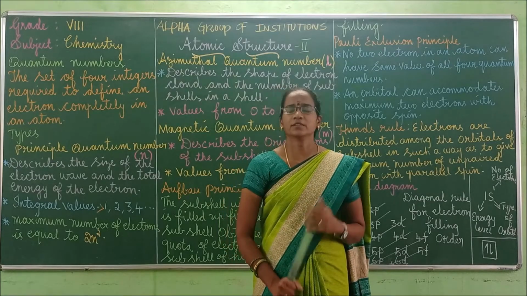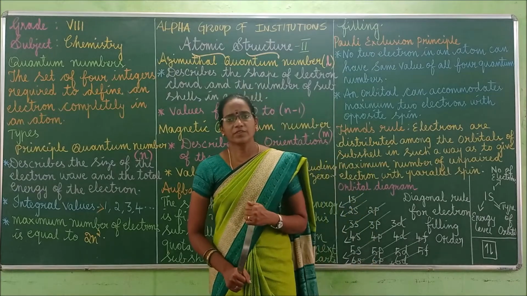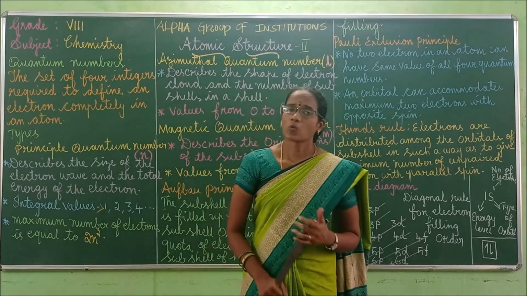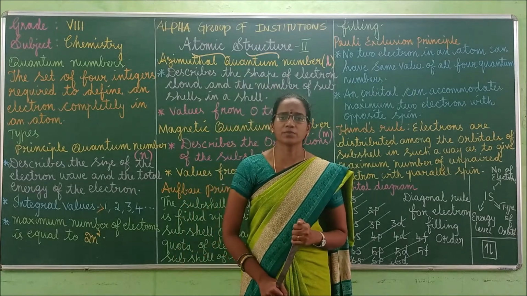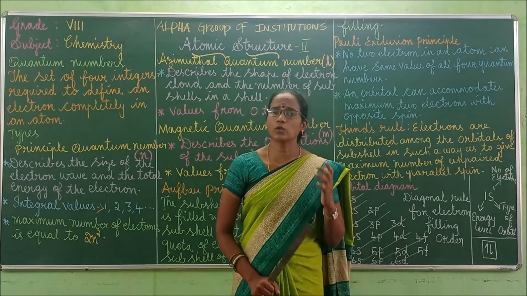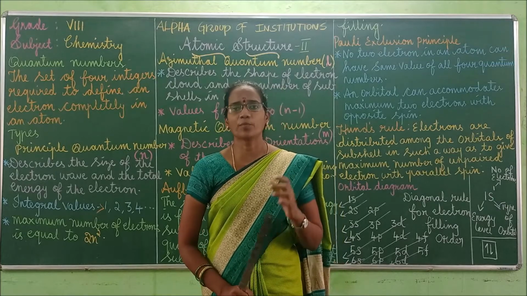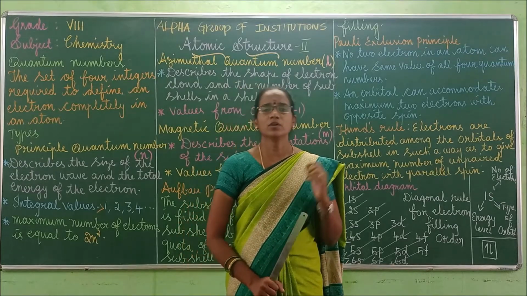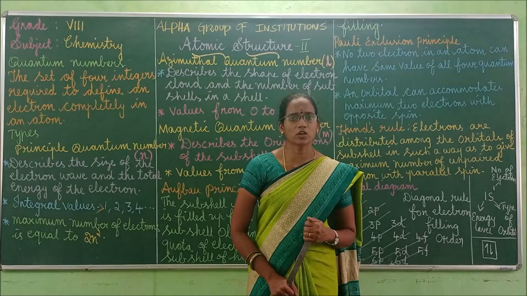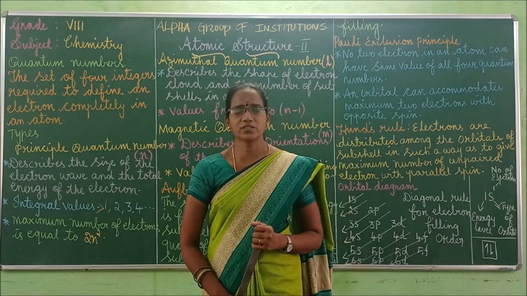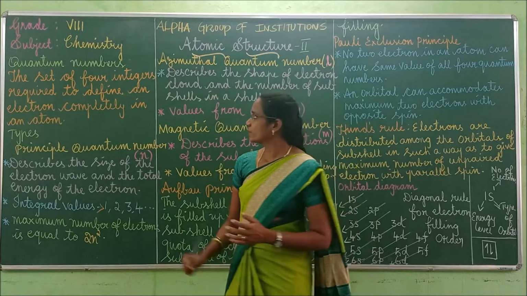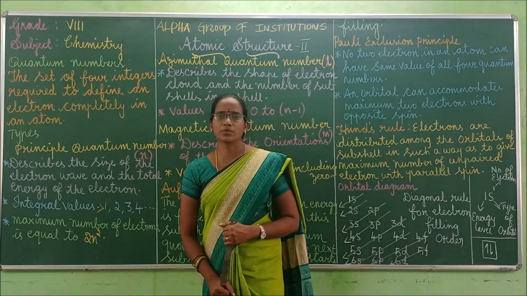Good morning children. This class will discuss quantum numbers, what the different types of quantum numbers are, and what the three rules are that are useful in forming the orbital diagram, followed by electronic configuration. These things we are going to discuss today, right? So first let me move to the quantum numbers.